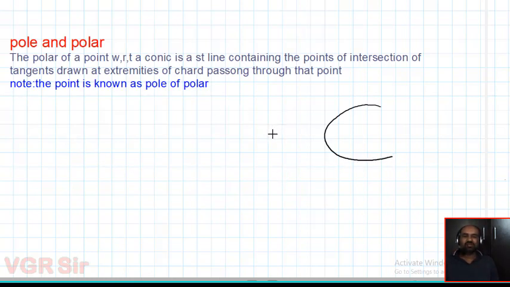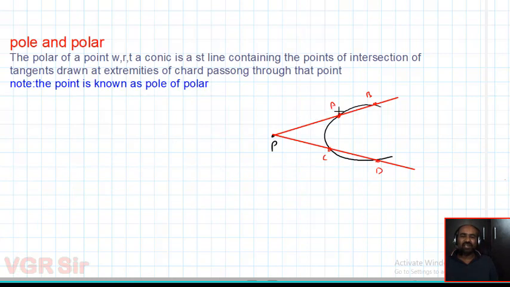So P is an external point. Through this point, you can draw infinitely many lines. So this is one of the lines. Say this is another line. So this is a chord. Say AB is one chord. CD is another chord. So what should we do now?